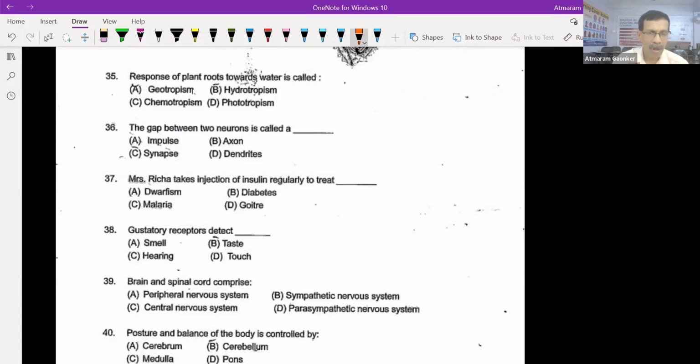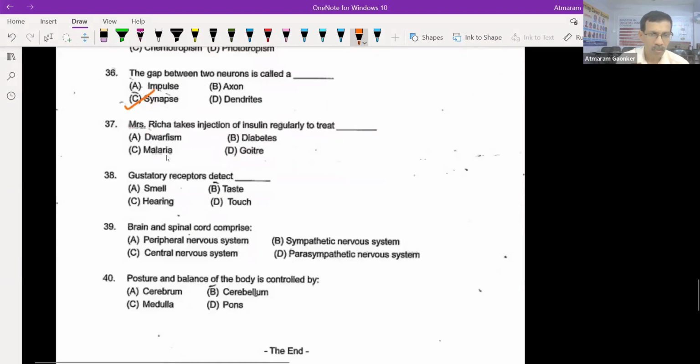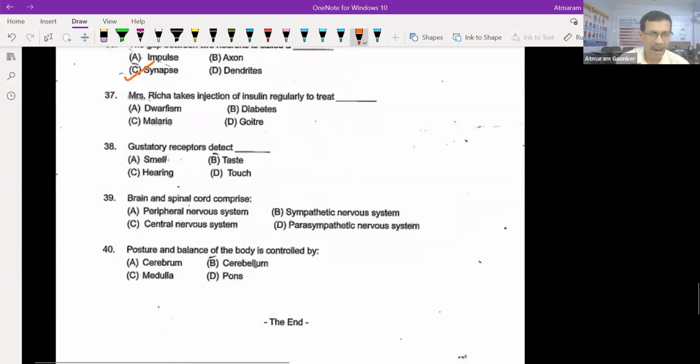Next, the response of plant roots towards water is called hydrotropism. Hydro and water, these are similar words. So, B is the option. The gap between two neurons is called synapse. Mrs. Rita takes injection of insulin regularly to treat, so insulin is taken to treat the diabetic disease.